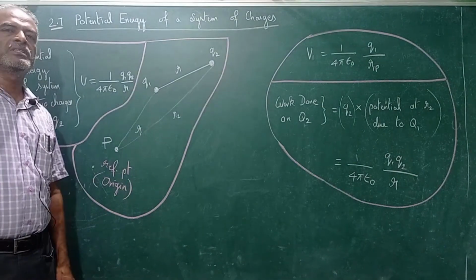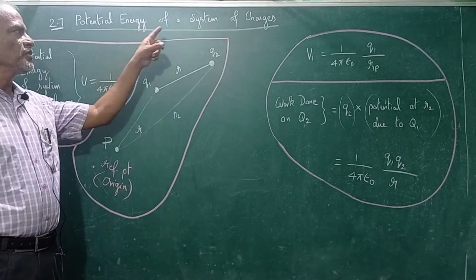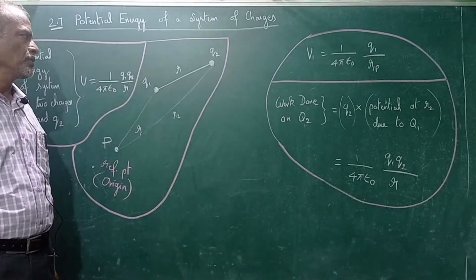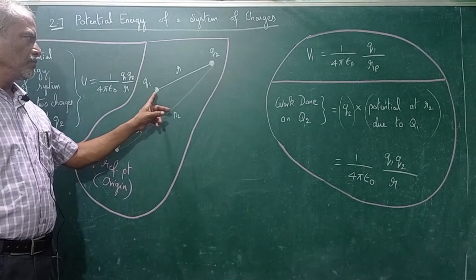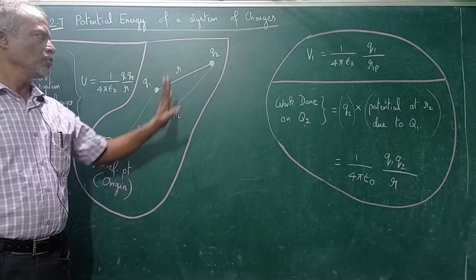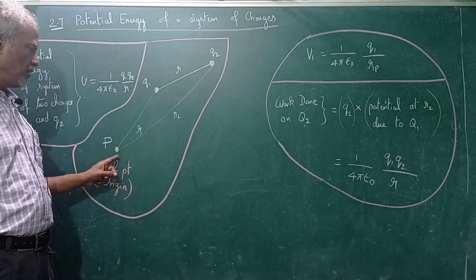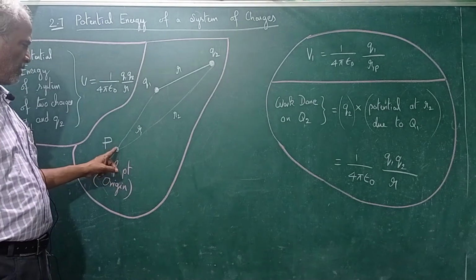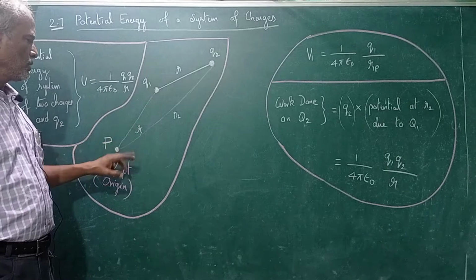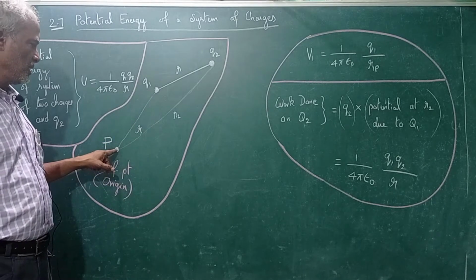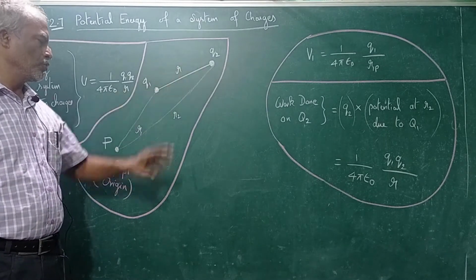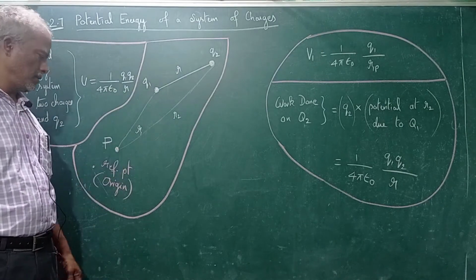So today's topic is about potential energy of a system of charges. Now we have Q1 charge and Q2 charge, and this is a reference point. The distance from this reference point to Q1 is R1. The distance from this reference point P to Q2. Usually this will be taken as origin.